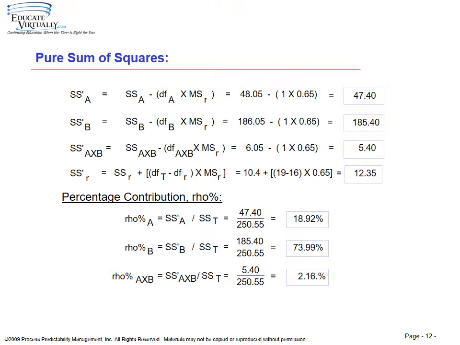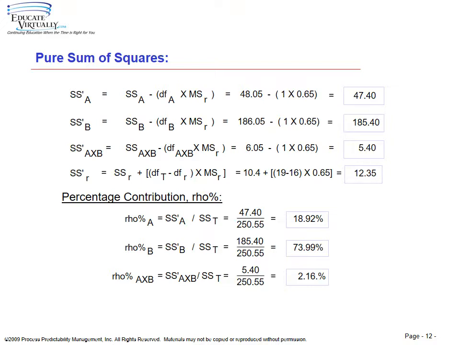So the total sum of squares, whether it's pure sum of squares or just the regular sum of squares, is equal. The only difference is the mean square for the residual, which is subtracted away from the sum of squares for the factors, but is then added back into the sum of squares for the residual. We can then look at the percent contribution of the pure sum of squares. This gives us a measure of the percent of the variation that's associated with the changes that take place between level settings for a factor or an interaction.